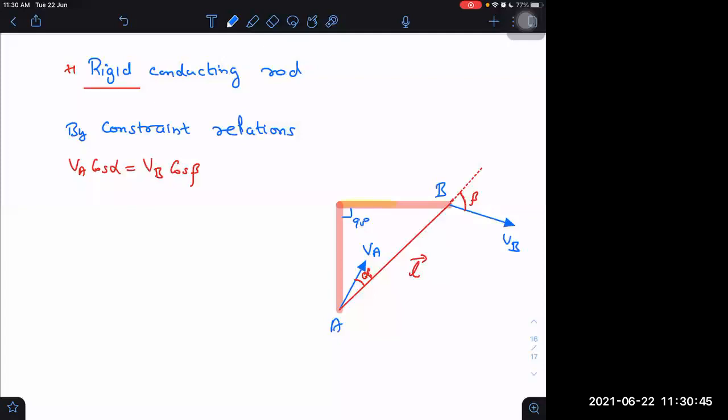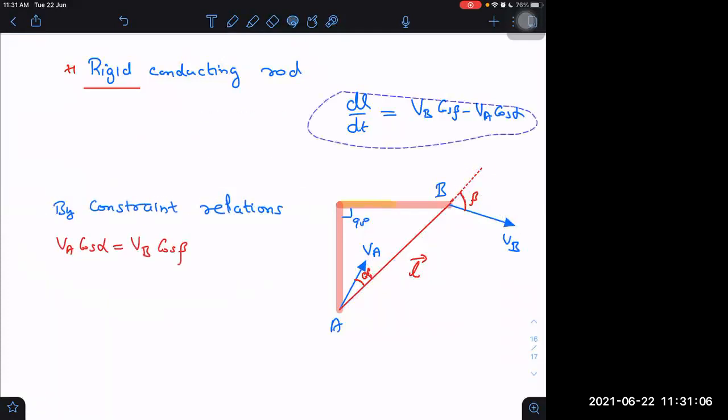Because what is the reason? Reason is this: rate of change of length. What is the formula for rate of change of length? That is VB cos beta minus VA cos alpha. You remember that? VB cos beta is trying to increase the length, but VA cos alpha is trying to decrease the length. But if it is not changing, if it is a rigid body, dl by dt is 0.